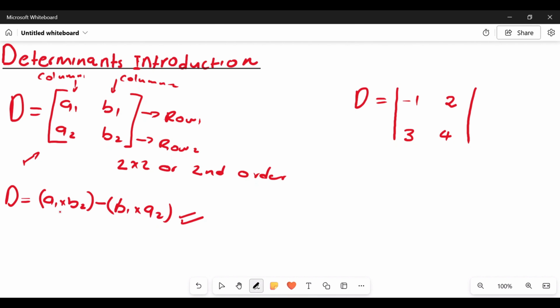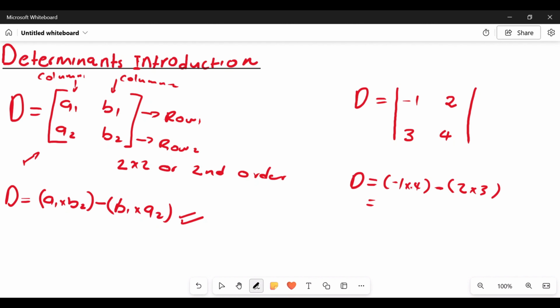Remember, the formula is you multiply the first entry with the last entry minus the product of the second entry and the third entry. So let's do it. So your determinant is going to be the -1 multiplied by 4 minus 2 multiplied by 3.